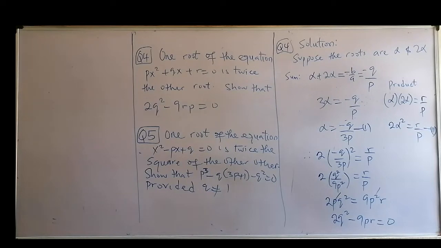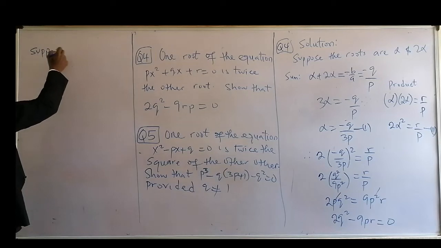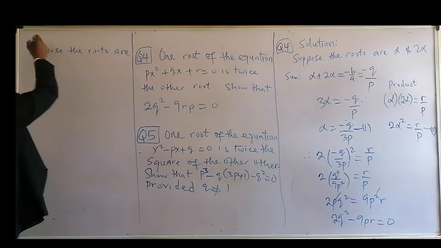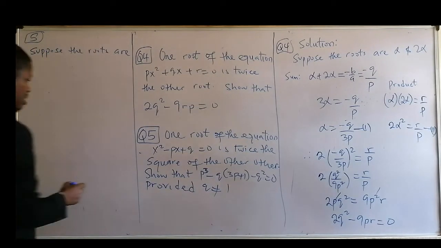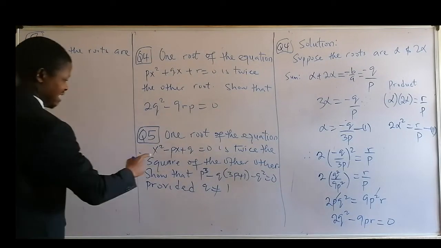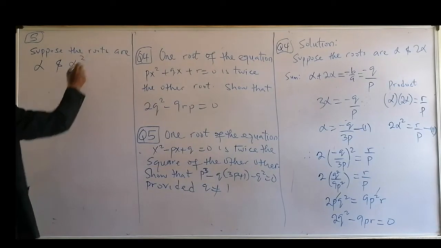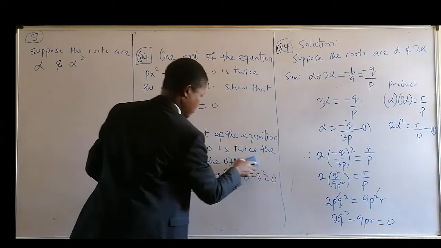So what we just have to do, suppose the roots are, that's question 5. Question 5. So one of the roots, okay, that's alpha, is what? Is twice the square. So that will be alpha and alpha square. So one of the roots is twice the square of the other.